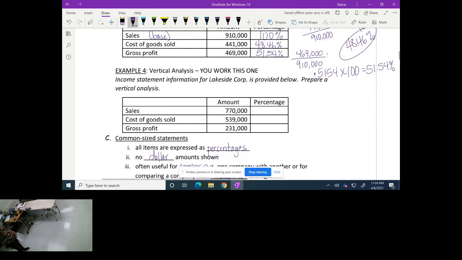All right, y'all do this one real quick. All right, what's your sales going to be? 100%. Okay. I'm trying to emphasize the things that I've seen on hands in the past.